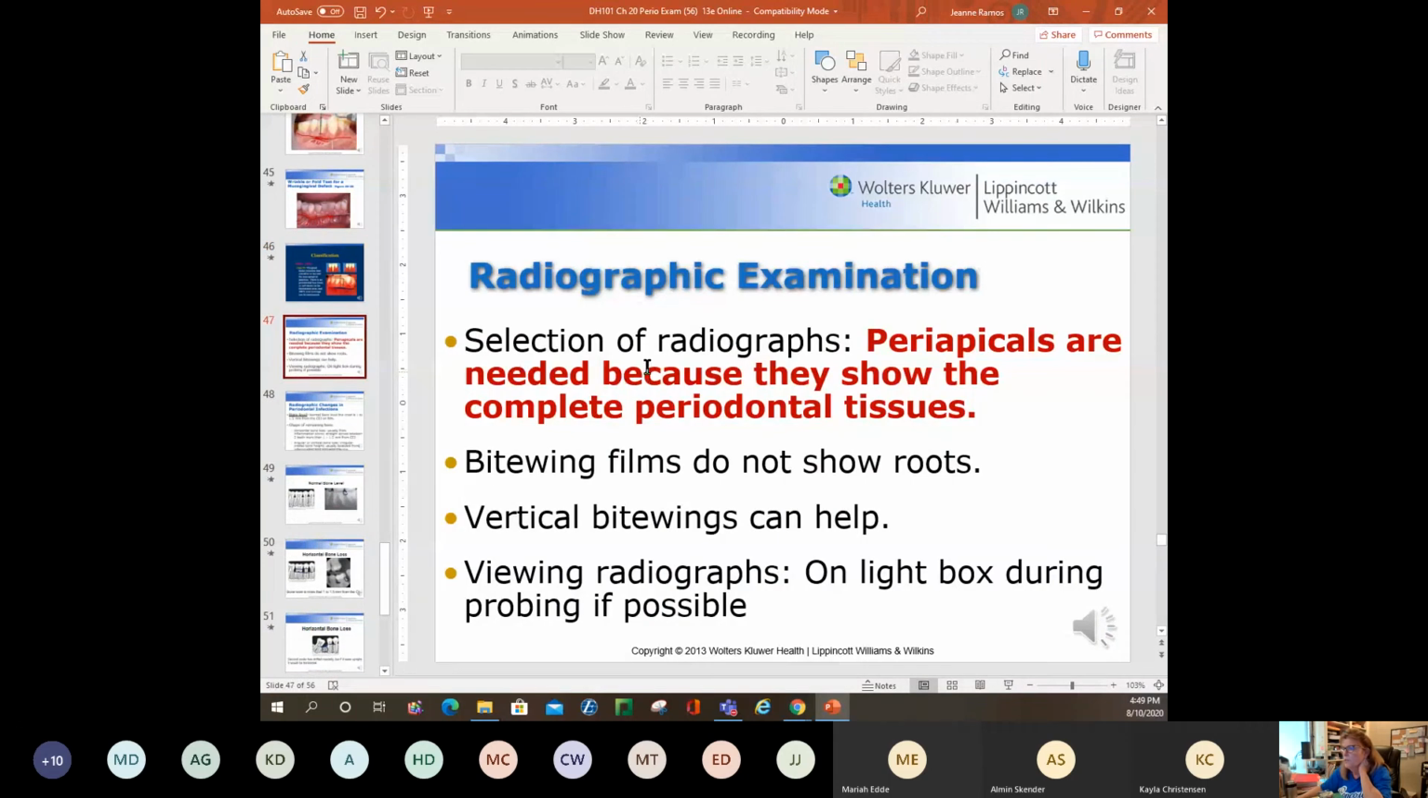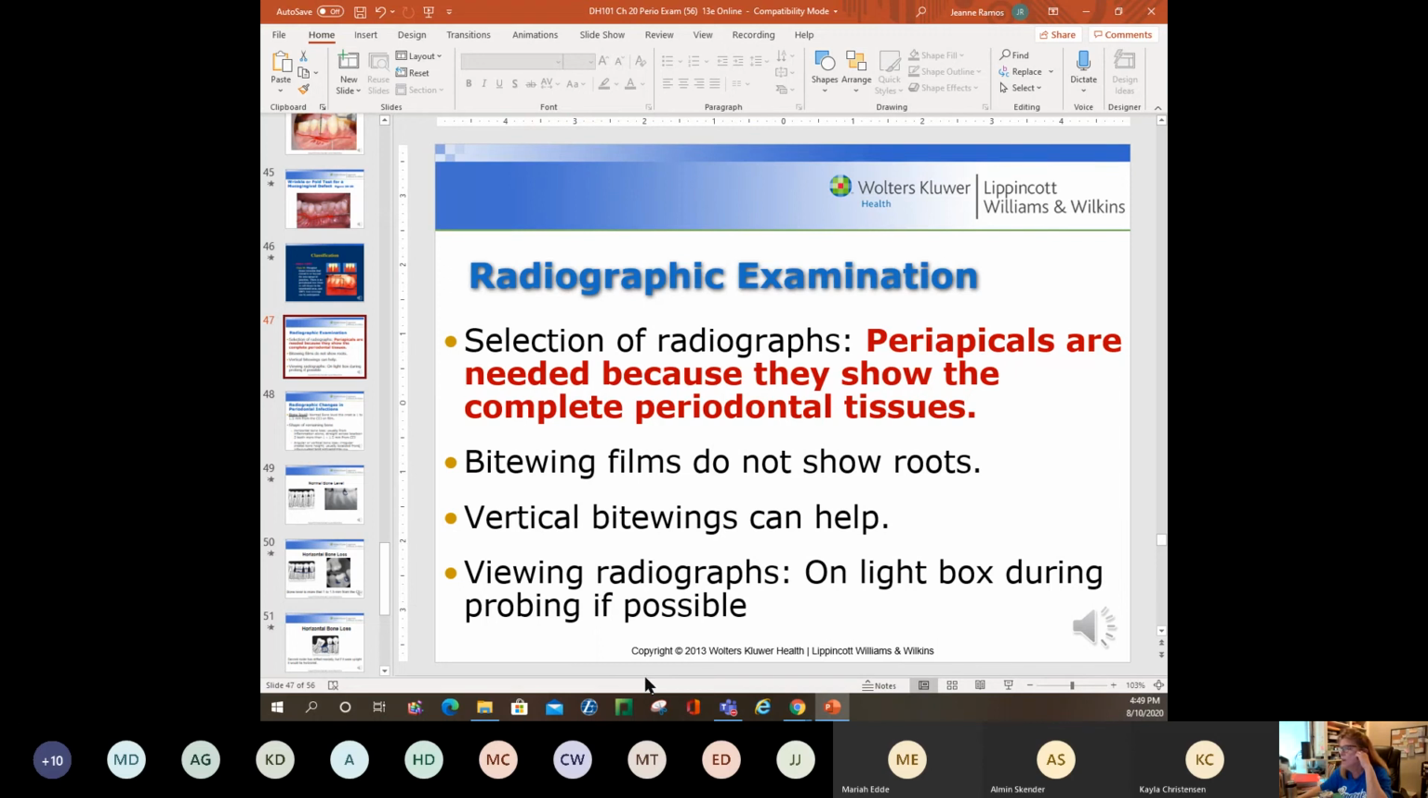Okay, selection of radiographs. Periapicals are needed because they show the complete periodontal tissues when you're suspecting someone of having mucogingival involvement. Bite wings don't show the roots, so they can't help. Vertical bite wings can help a little bit, and usually you can put them on a light box during probing if possible, but now each of your operatories has a light box, but we don't need them anymore since we have the computer.